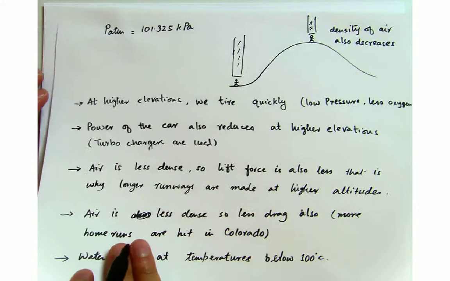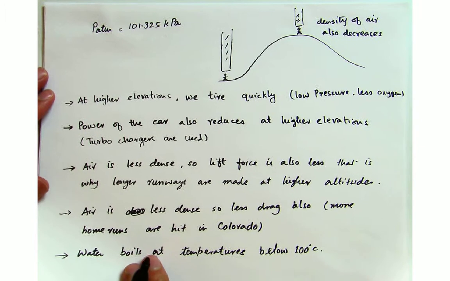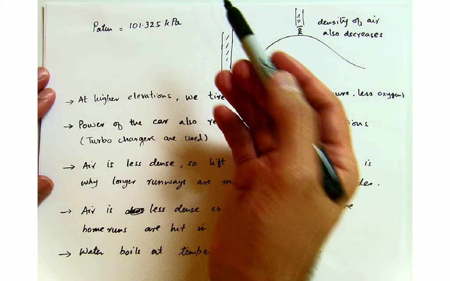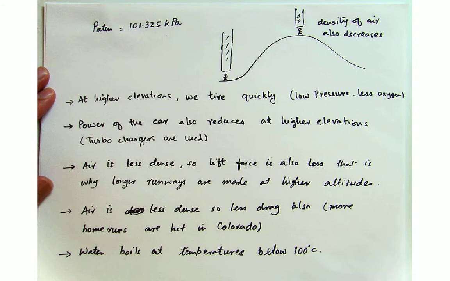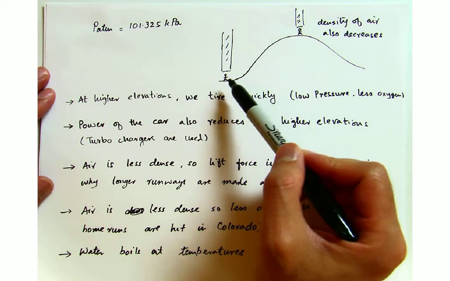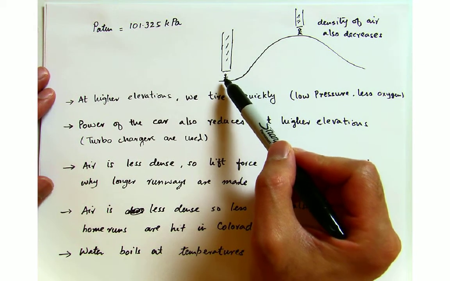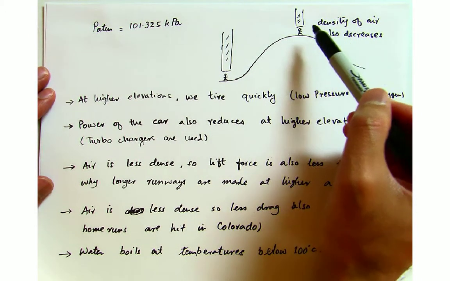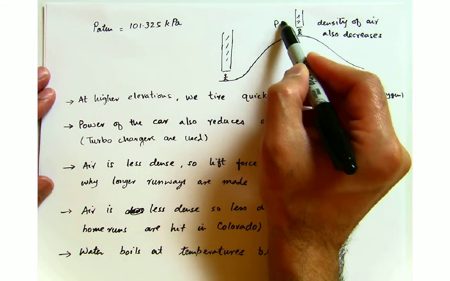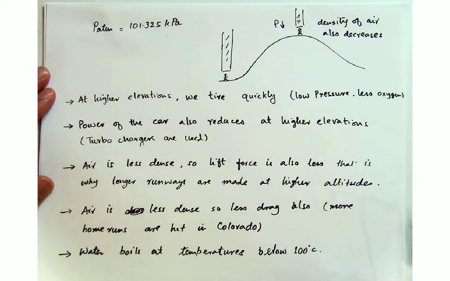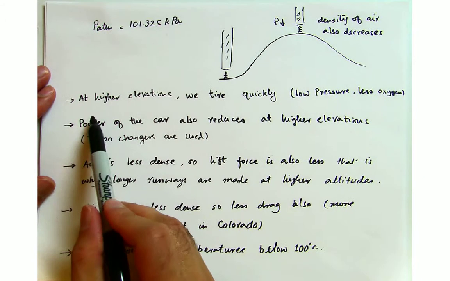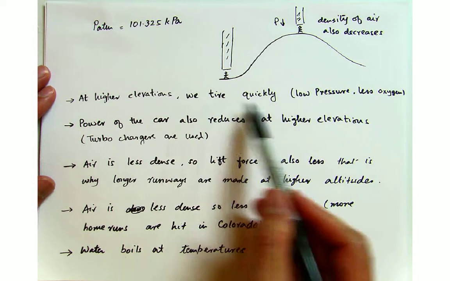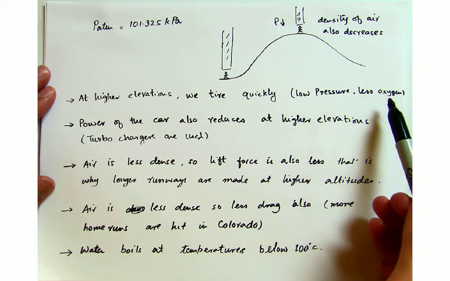So let's look at some of the consequences, some of the observations you probably would have made. I'm just defining the P atmospheric, which is the standard that they come up with. You will have the atmospheric pressure when you are close to the sea level, but as you go higher up in elevation, the pressure decreases, and so does the density of the air. Some of the things you probably would have noticed: at higher elevations we tire quickly because it's low pressure, you have low oxygen.